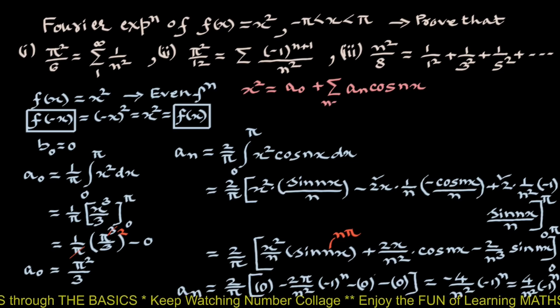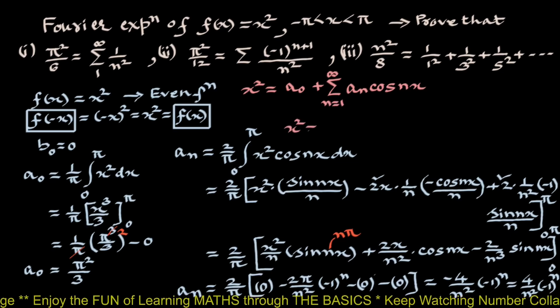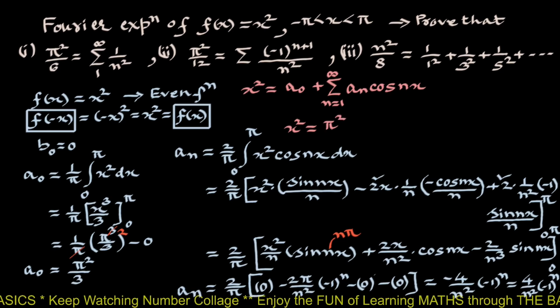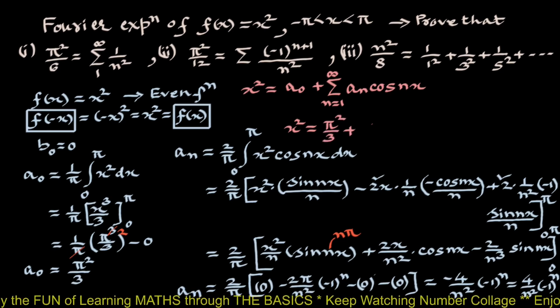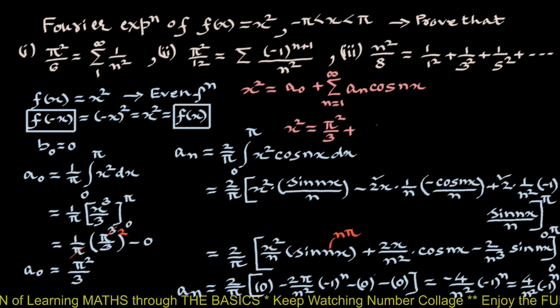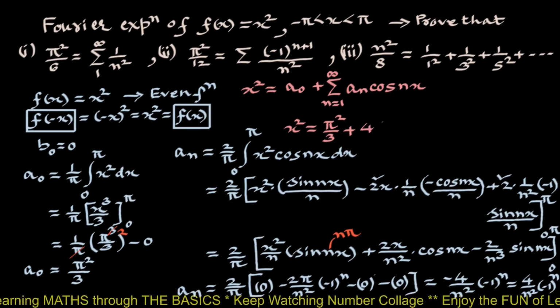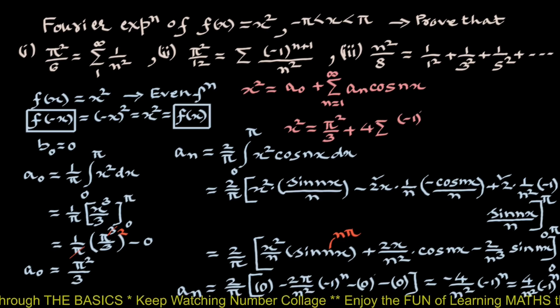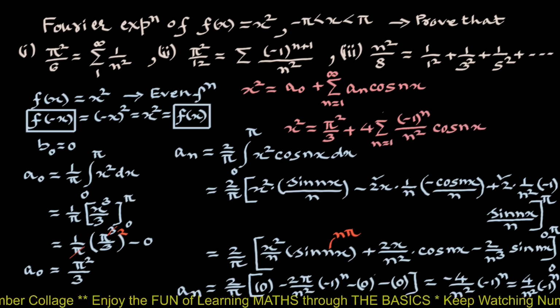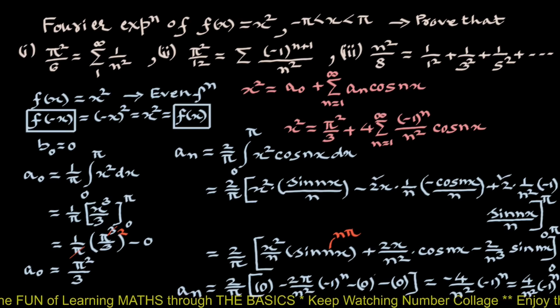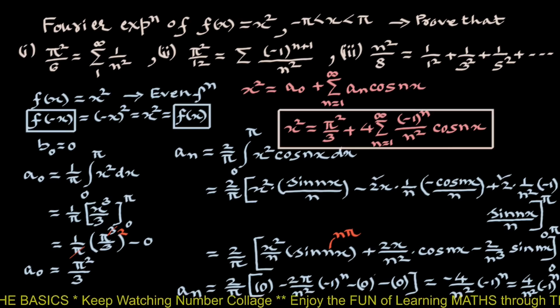Now we have the Fourier series x square equals a0 plus summation an cos nx from 1 to infinity. That will be x square equals a0 is pi square upon 3 plus an is 4 upon n square minus 1 to the power n, that we write 4 summation minus 1 to the power n upon n square cos nx, and from 1 to infinity. So this is the Fourier expansion of even function x square.